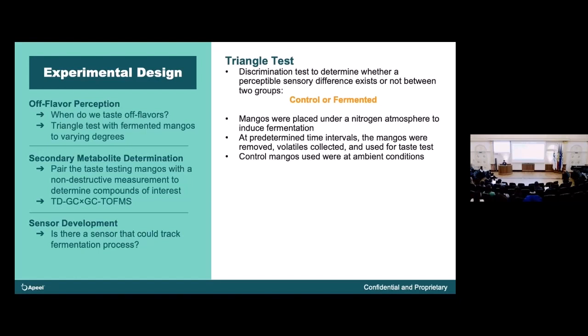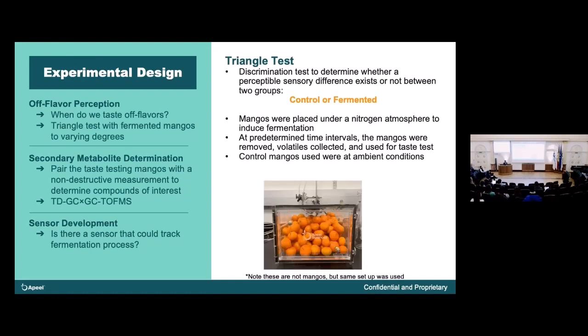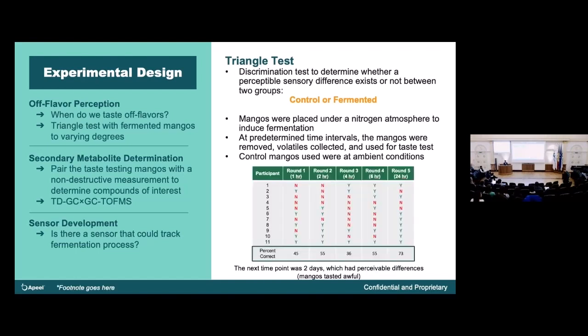But basically what we did with this triangle taste test is we had our control and our fermented group. We would place our fruit into a chamber where we could purge it with nitrogen. We would monitor it to make sure that there's really no oxygen in there, so that it's forced to go anaerobic. Then at predetermined time intervals, we would take these out and give them as a triangle taste test to 11 or so participants.